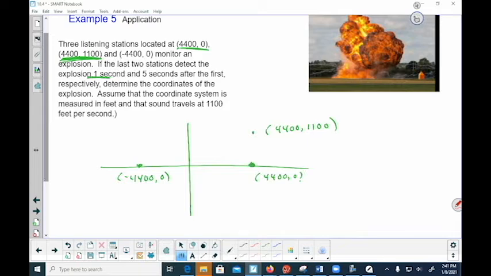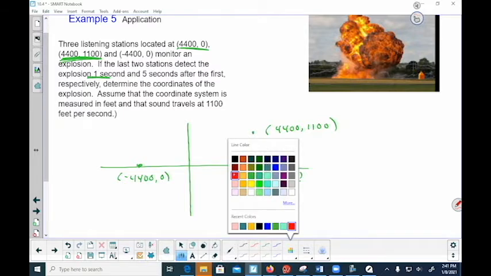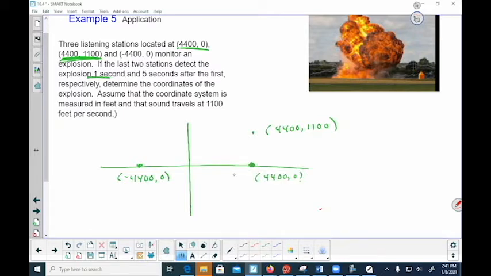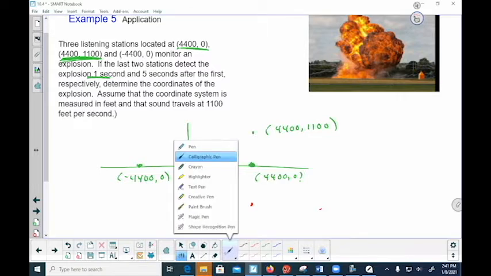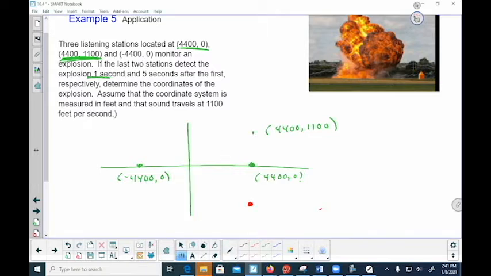Then it tells me, since it's exactly 1 second and 1 second is 1,100 feet, that my explosion is directly below those 3 stations. So those 3 stations are going to have to all lie in a vertical line. This red dot is going to be my explosion. So that's my explosion. Okay, I don't know anything else really.